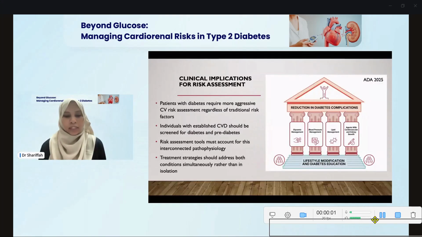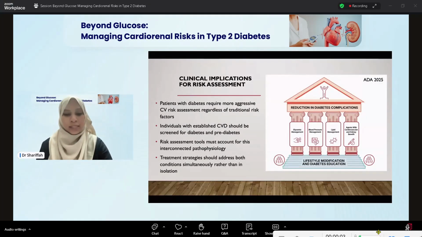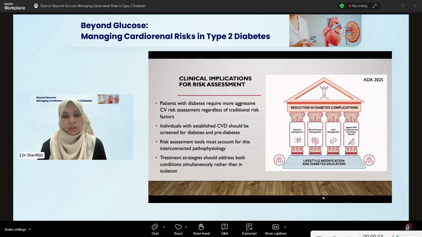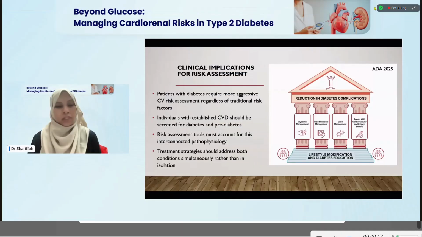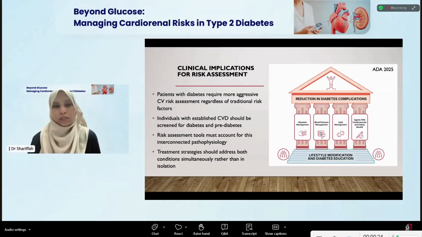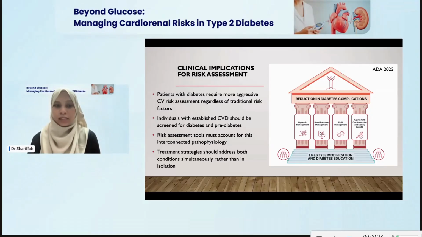The clinical implications, why is it important to understand this relationship? So these are the clinical implications for risk assessment. Patients with diabetes require more aggressive risk assessment regardless of traditional risk factors. And this includes things like obesity, sedentary lifestyle, family history of diabetes, things like that. So as long as you have diabetes, it requires more aggressive cardiovascular risk assessment to reduce your long-term risk of getting cardiovascular disease in future.